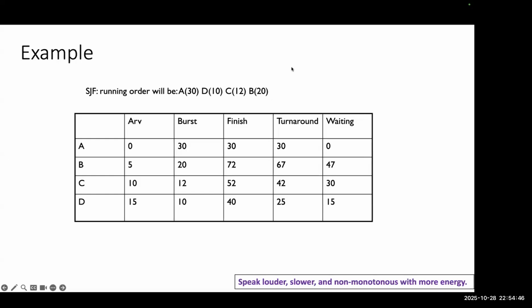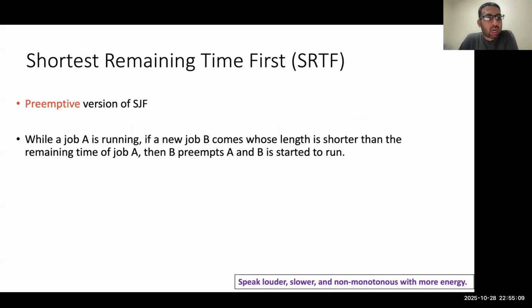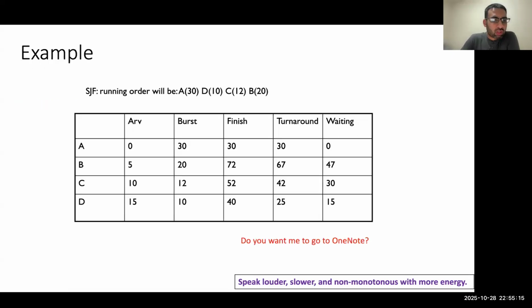Okay, you're welcome. Now let's talk about the next scheduling algorithm, which is shortest remaining time first. It is simply the preemptive version of shortest job first, the scheduling algorithm which we have just covered. How? Because in shortest job first, we were not doing preemption.